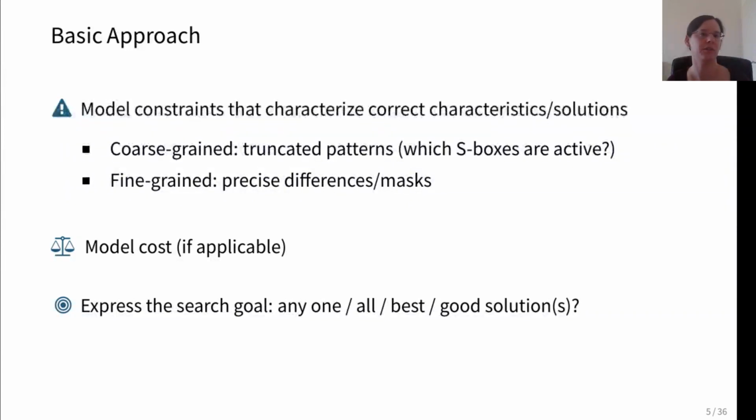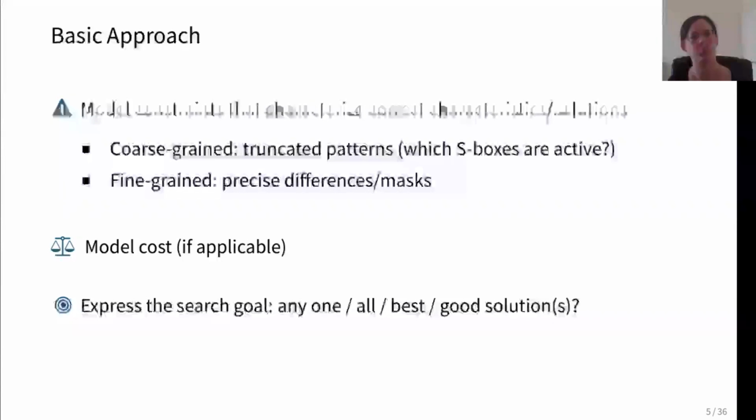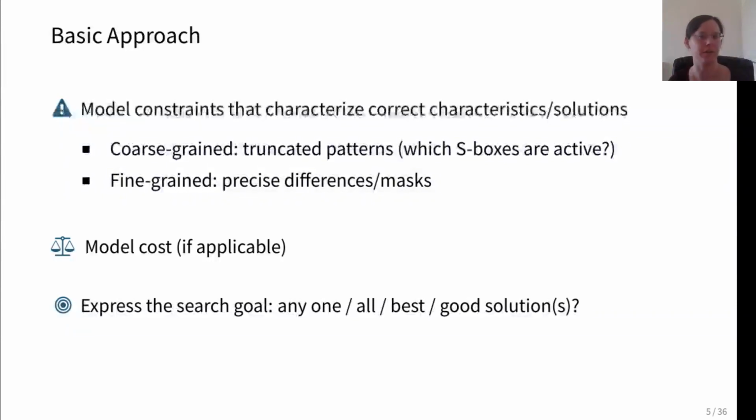So in some solvers, we usually do this in a more coarse-grained way. So for example, we look at truncated patterns. We are only looking for a pattern of which S boxes are active, and we don't look at the actual specific differences that are there at the input of the S box.